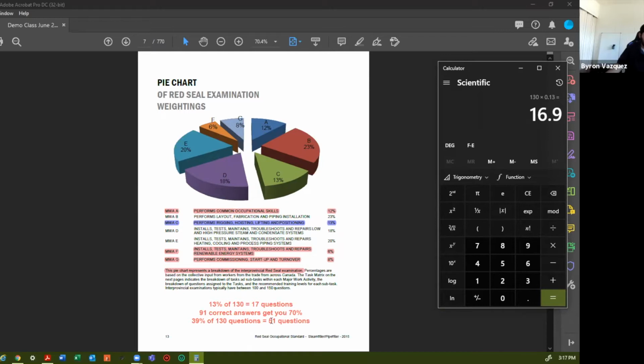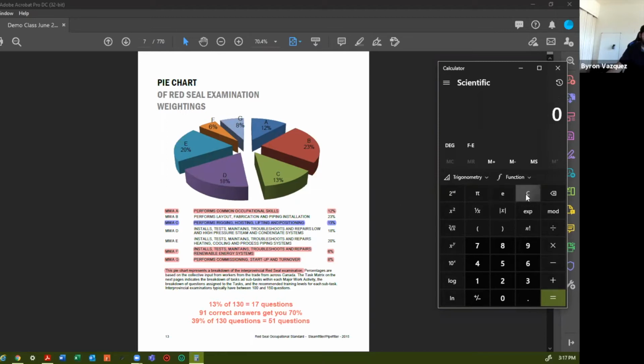Now I want to show you why we use the RSOS, and how we're going to get you a passing mark. You need 91 correct answers to get 70%, which is a passing grade. Looking at this, we have some low hanging fruit. We have major work activity A at 12%, major work activity C, which we're going to be discussing today, at 13%, and then major work activities F and G, which are worth 6% and 8% respectively.